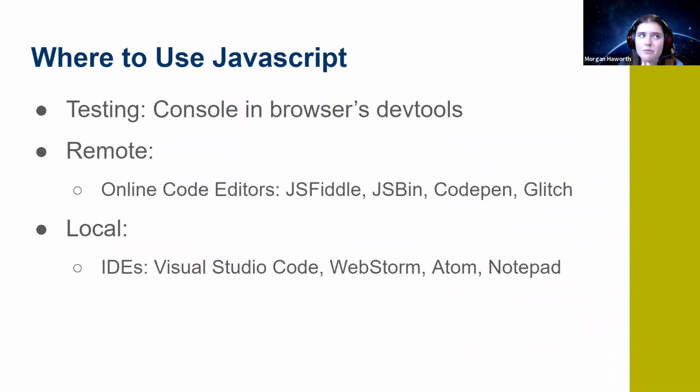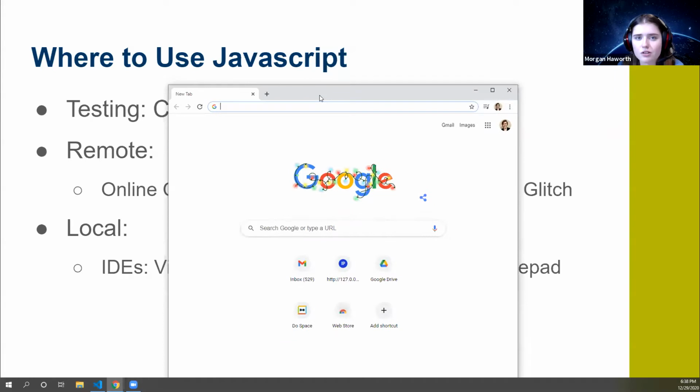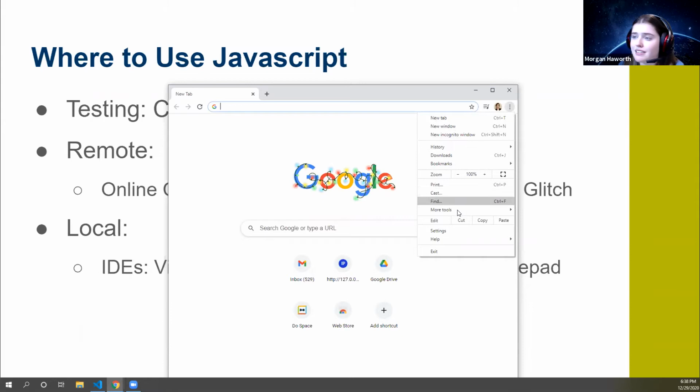So next, where can we use JavaScript? Well, if you want to do little quick tests with JavaScript, you can use the console in your browser's DevTools. So for example, if I have Chrome pulled up here, I can open the browser DevTools on Chrome using F12 or Control-Shift-I, or by going to the three dots at the top, hitting More Tools, and then going to Developer Tools.